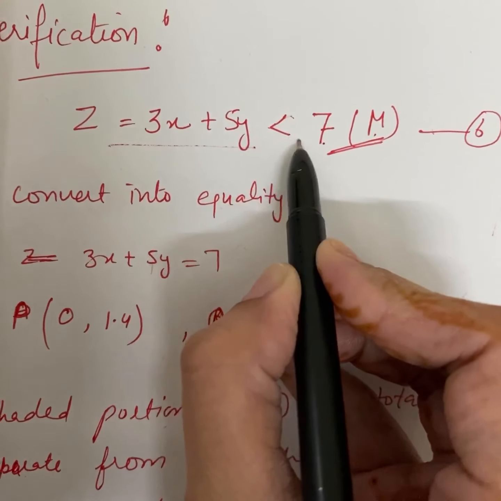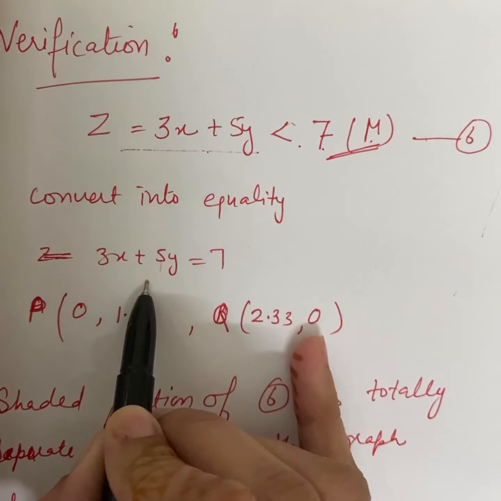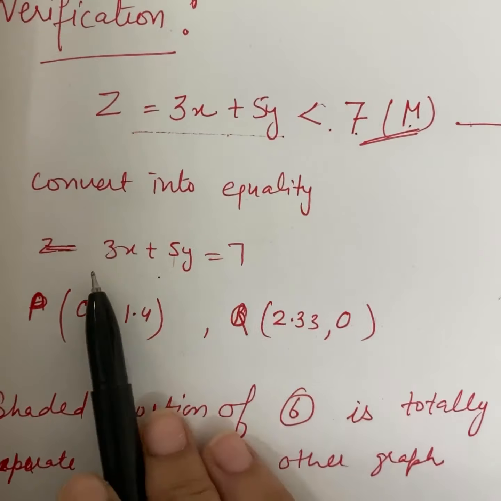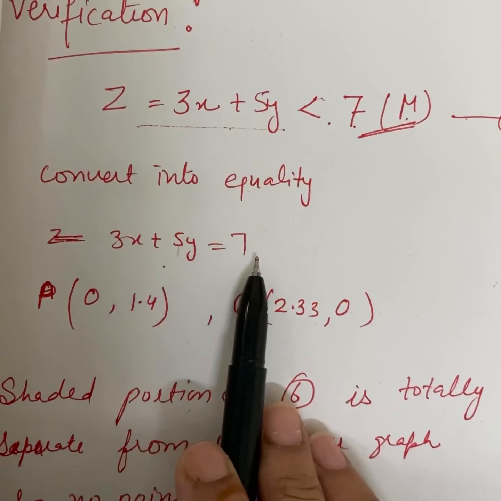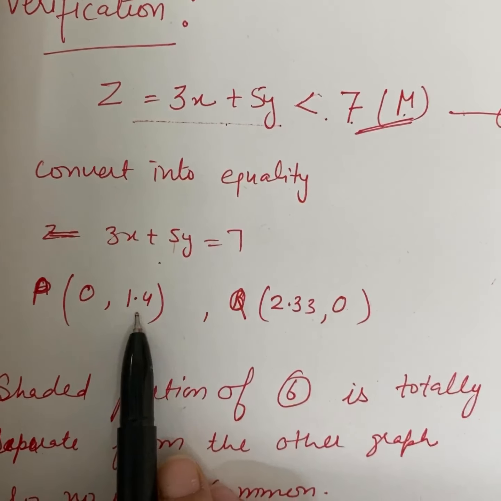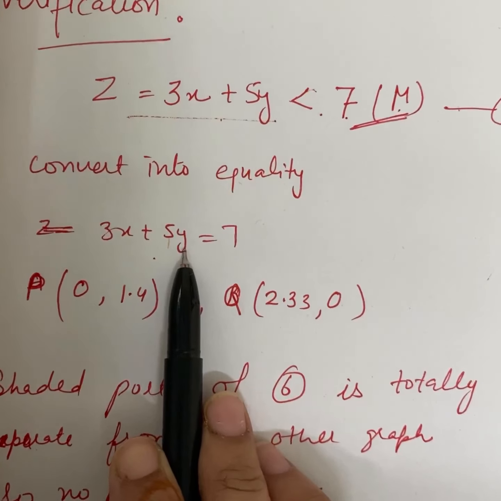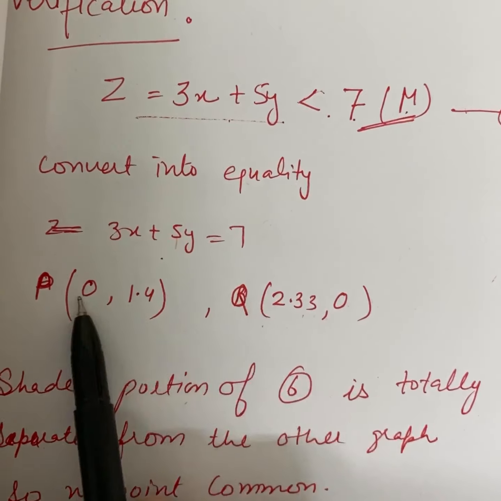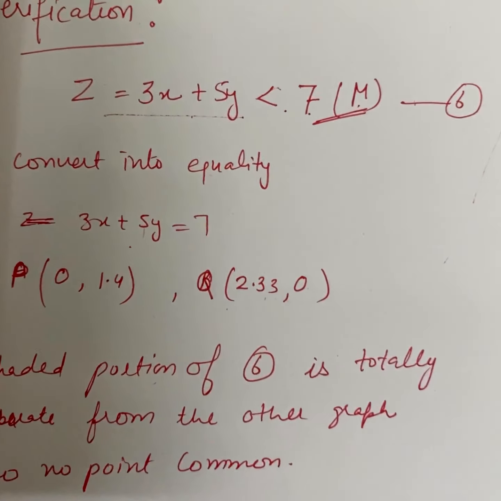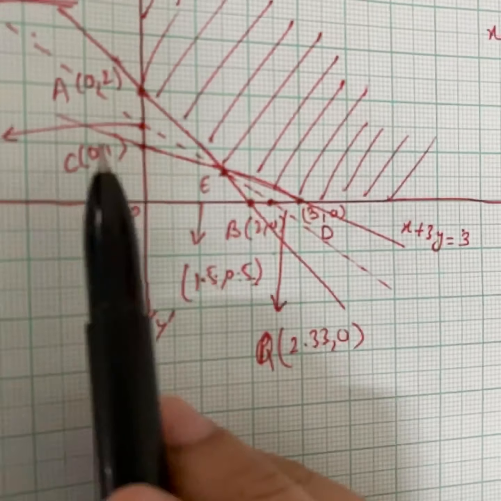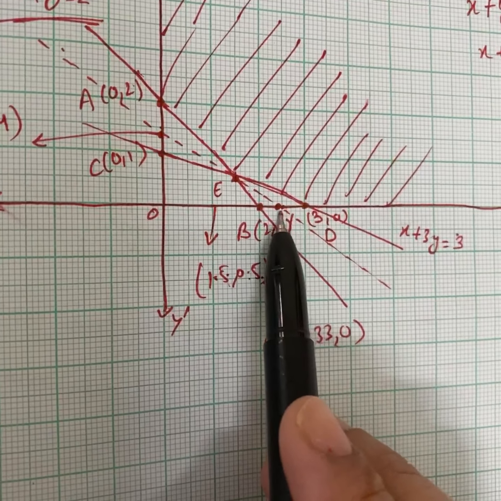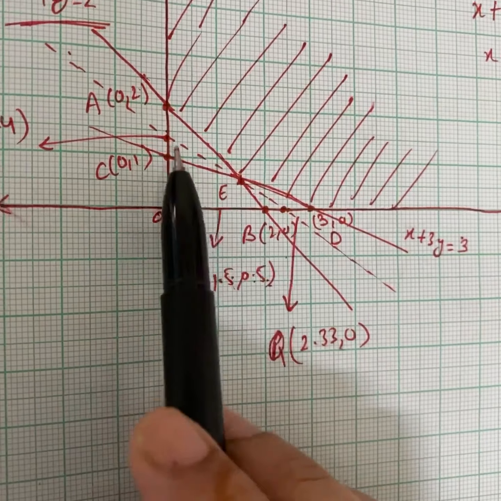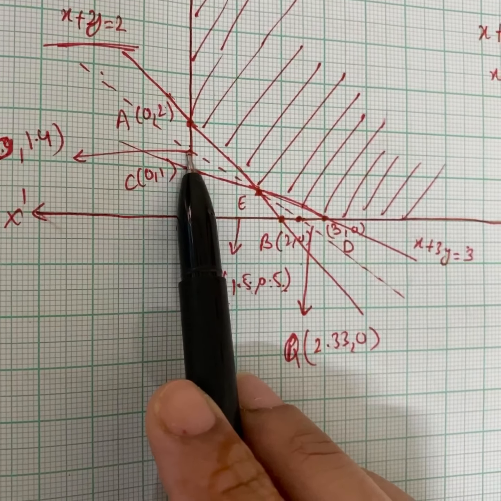Put the inequality less than. Convert it into equality. Then check the point. Put x equals 0, then you will get the value of y as 1.4. Put y equals 0, then you will get the value of x as 2.33. Draw these two points on the graph. See here on the graph: this is your point 2.33, and this is your point 1.4.